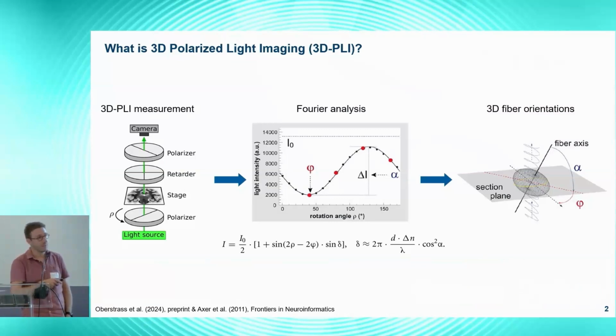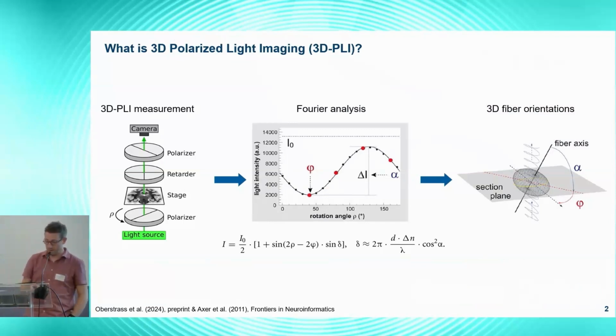For example, what Christian has proposed, that we learn in a self-supervised fashion only by observing data how to represent textures in a latent embedding that is useful for downstream tasks. And here we are looking at polarized light imaging. We have seen quite a few of those images already with the nice fiber orientations.